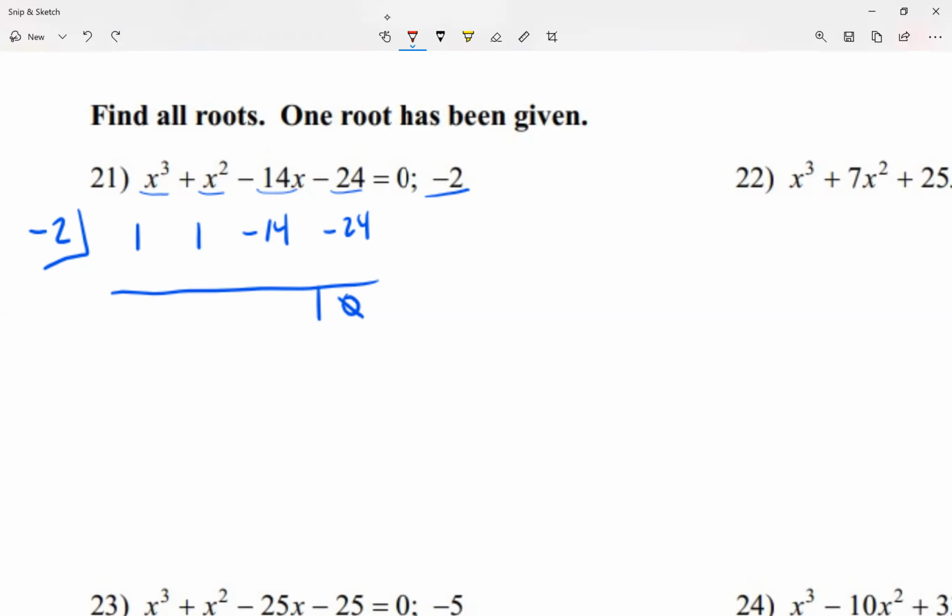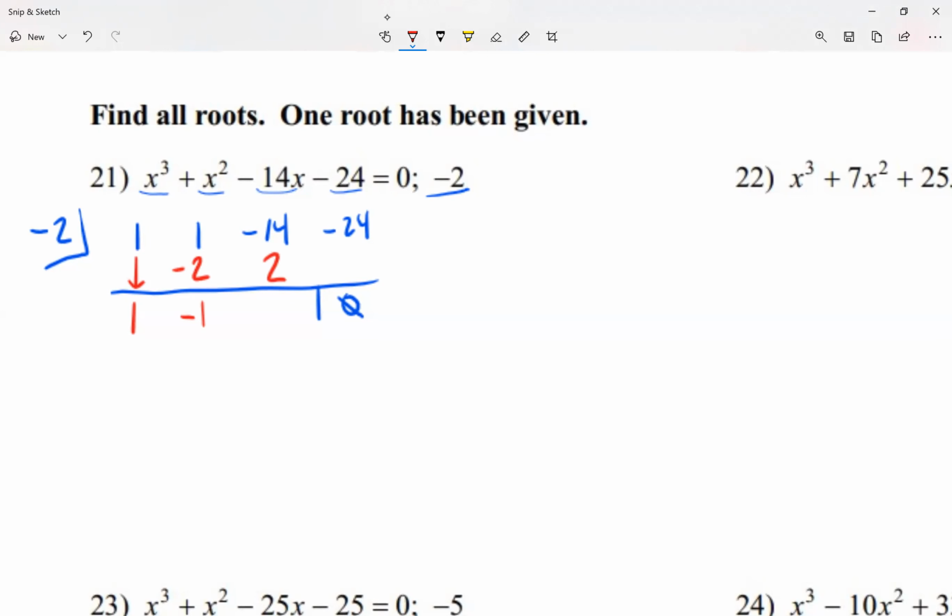Okay. So what I'm going to do, let me bring this number down. So it's a 1. And this 1 at the bottom, I'm going to multiply by my root. Remember, my root is -2. So 1 times -2 is -2. These numbers at the very bottom, I will always multiply times -2. Now I'm going to add these numbers. 1 minus 2 is -1. Multiply by the root, so multiply by -2. So it gives me +2. Negative times negative is positive.